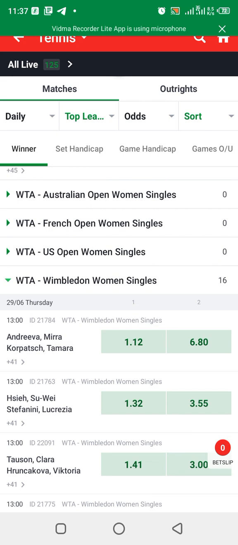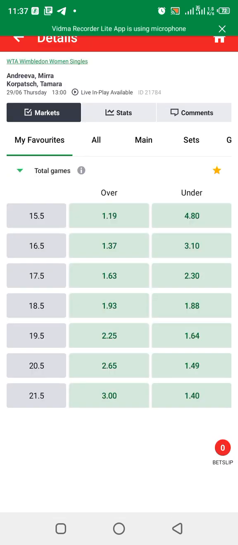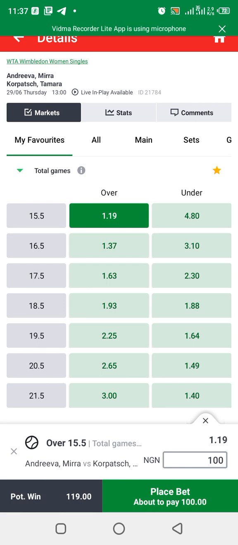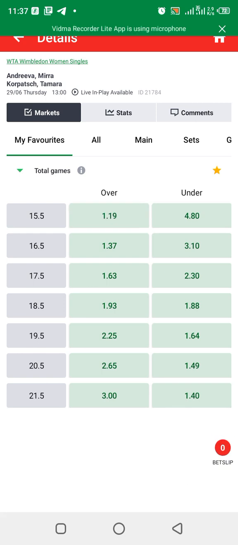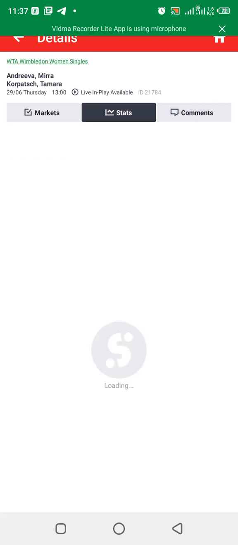So let me check the match between Andriva, Mira, and Tamara. Let us see, we have something very small. As you can see, the bookmakers is providing 15.5. But before we jump to conclusions, let us check the statistics of these particular games and see what the bookmakers is going to give us.